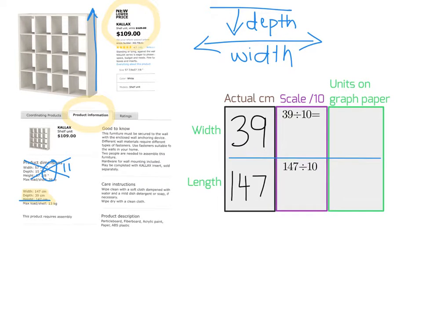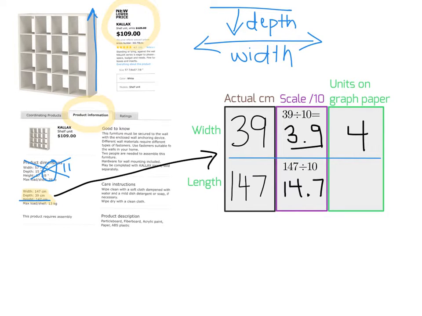Okay, so I need to find the scale because my actual dimensions I moved over here. My width, or the direction on here, it's called the depth. The direction that's going to come off the wall is 39 centimeters. I need to divide that by 10, 3.9. 147 divided by 10, 14.7. So when I draw that on my graph paper, this is really close to 4.